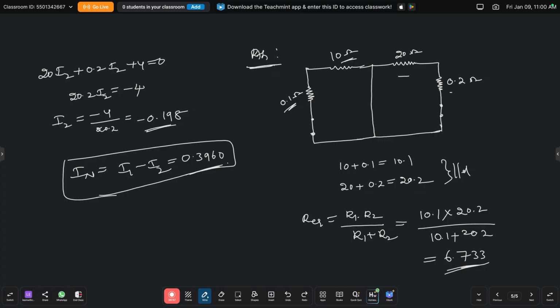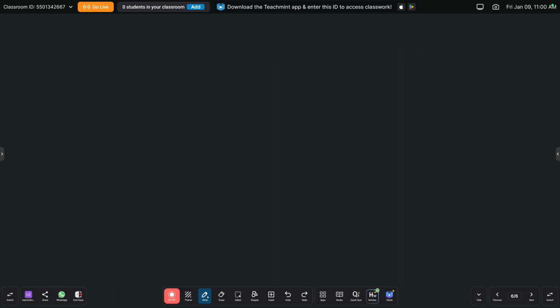So 6.733. In the first step we find the Norton's current, and in the second step we find the value of R equivalent. Not R Thevenin's, this is Rn, a small change. This is the Rn, Norton's resistance. So Norton's current is over, Norton's resistance is also over. Now we draw the equivalent circuit.